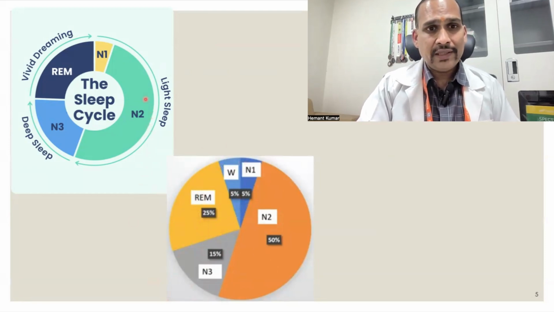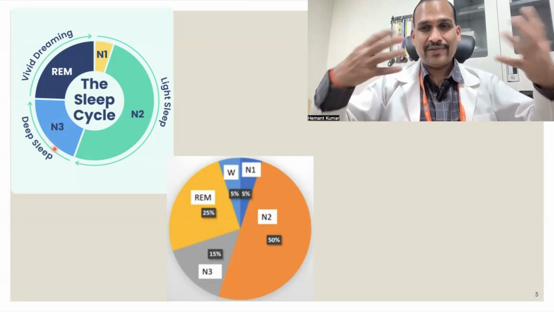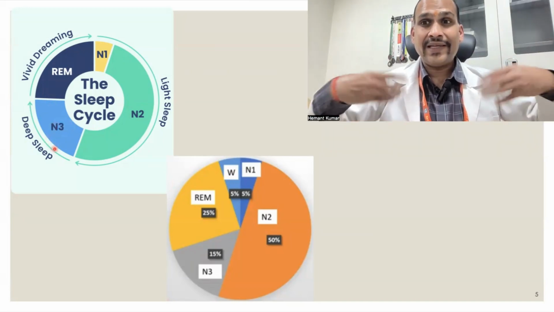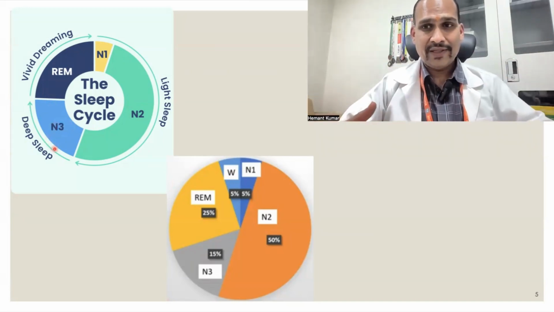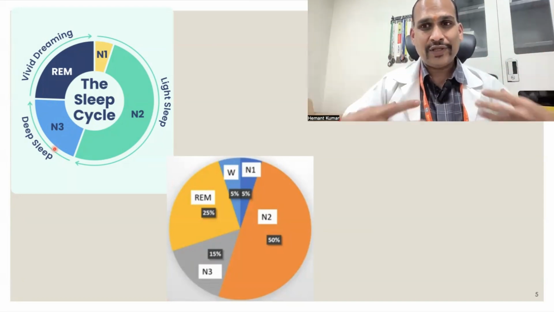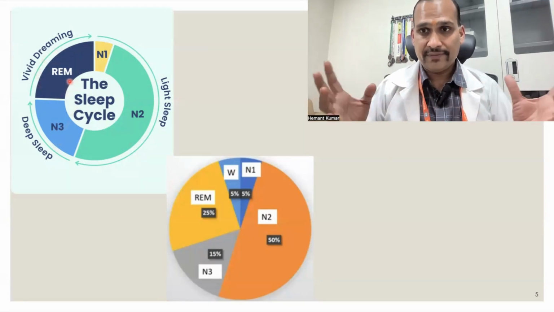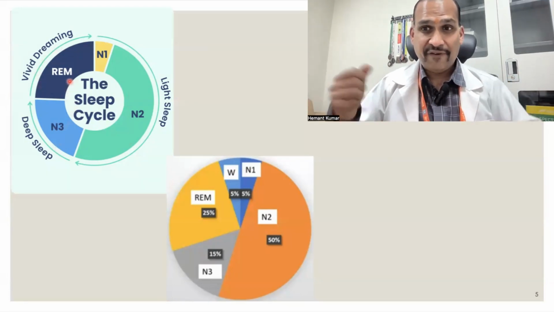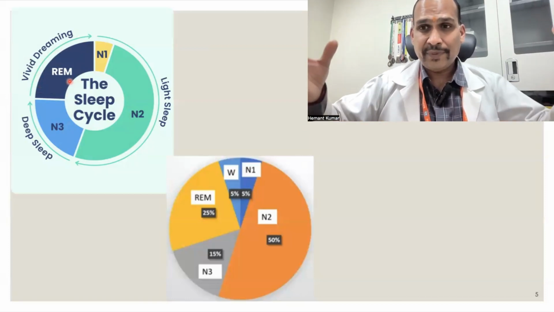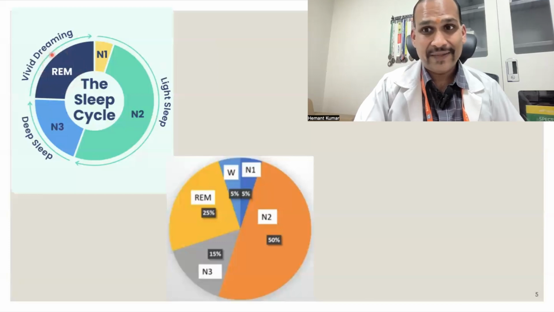If you compare non-REM sleep versus REM sleep, especially N3: in N3 sleep there are good dreams. We are becoming king, we are getting a job, our children are happy, we are eating sweets. Good dreams come in deep sleep. But in REM sleep there is vivid dreaming. Somebody is killing me, I'm fighting with somebody, I'm running, somebody is chasing me, somebody is shooting me. Vivid dreams come in REM sleep.